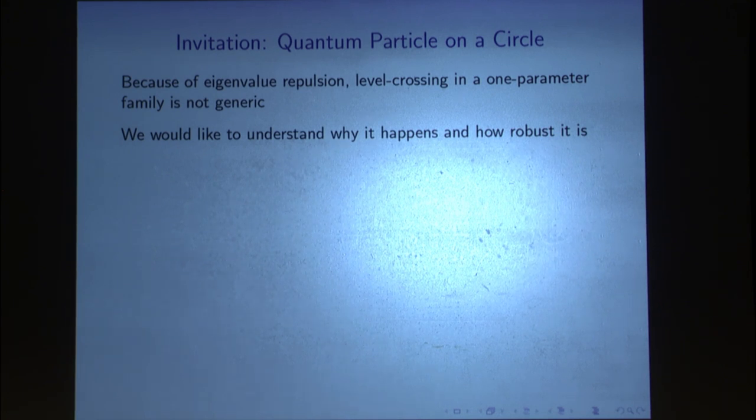Now, that's supposed to be a bit surprising. Eigenvalue repulsion tells you that if you have a one-parameter family of Hamiltonians, level crossing should not typically happen. On the other hand, we had a one-parameter family of Hamiltonians labeled by θ, and we saw that there was level crossing. Of course, we could just see it by writing down the formula. But the spirit of this seminar is we'd like to understand a more topological argument for this that will turn out to be very robust. So we'd like to understand why this level crossing happens.